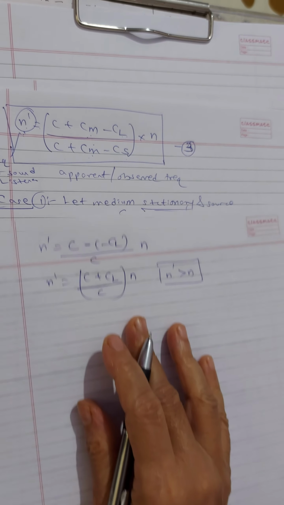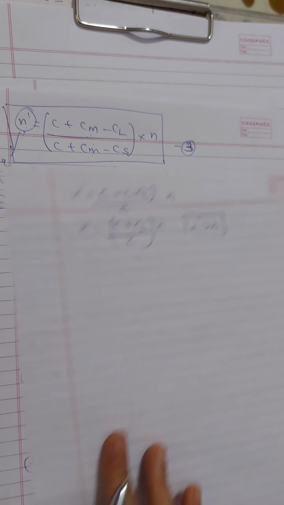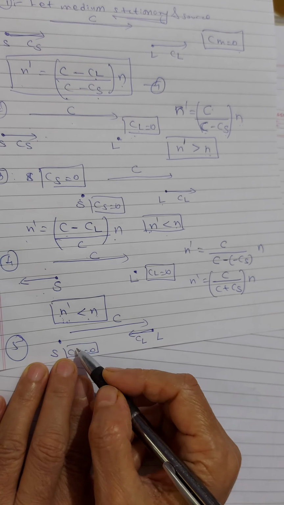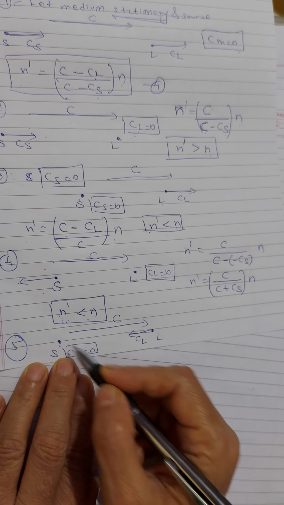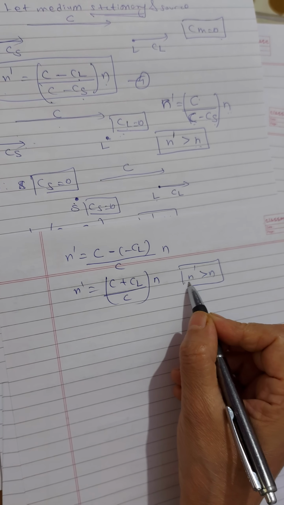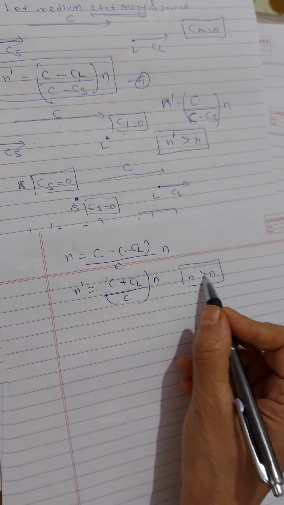Now here, what is happening? In the diagram I drew over here, the listener moves towards the stationary source. The apparent frequency of sound heard by the listener is increased.